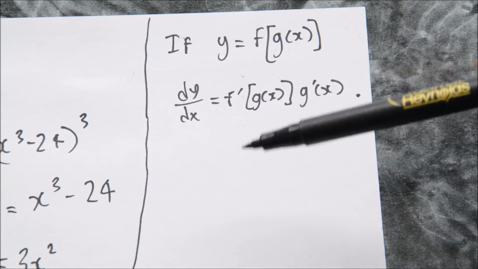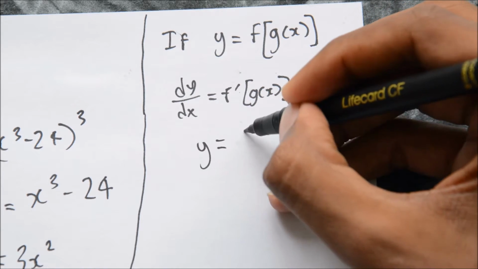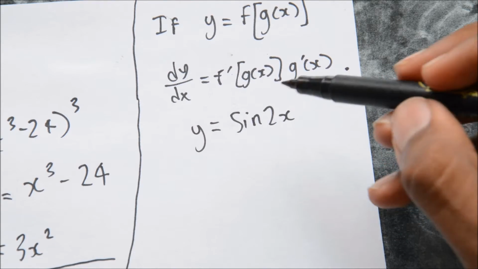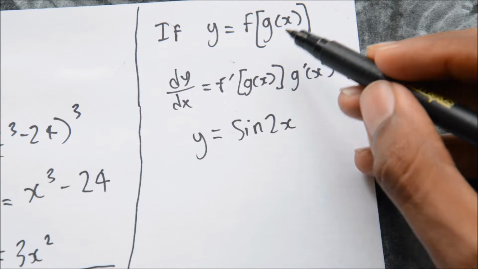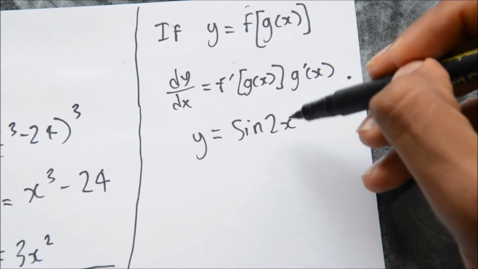So let's say we have an equation y is equal to sine 2x. We have our function, which is sine, and we have another function. In terms of this, the f is the sine and the g(x) is the 2x.